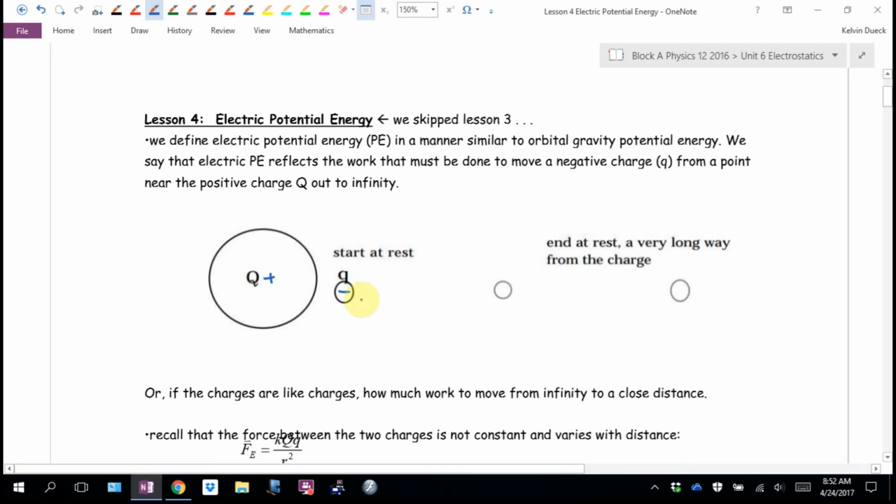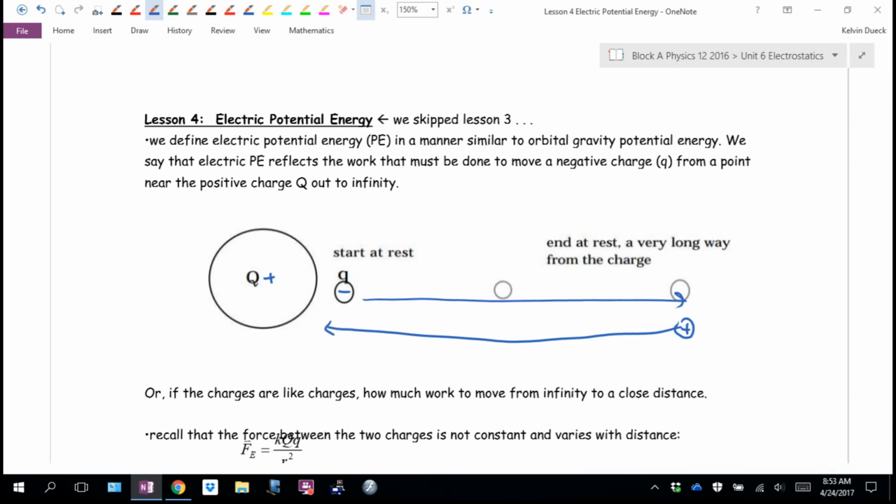So for us to move it out to infinity, and by out to infinity, I mean so that it has no potential energy, so that potential energy is 0, completely out of the electric field of this object, we would have to do work because it would be resisting us the entire way. Or, if the charges are like charges, how much work it would take if this was a positive to start here and push it all the way in, because now it doesn't want to fall. It actually wants to repel, so now you would have to do work to push it in. But no matter what, you would have to apply some energy.